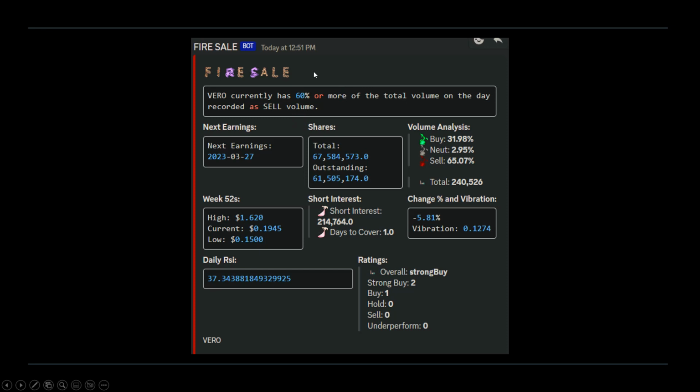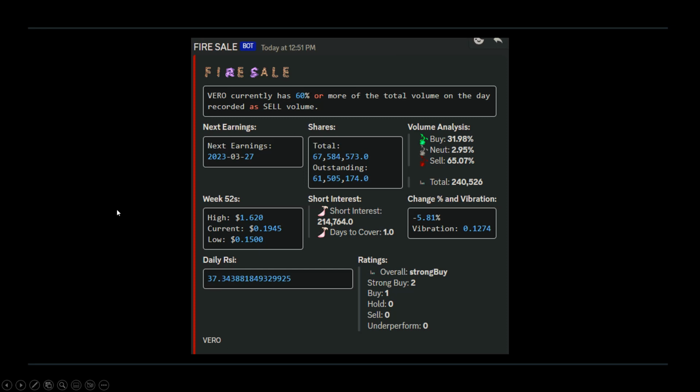Next, we have fire sale, and this one's pretty cool because it will only trigger if the trading volume on the day of the underlying security has been recorded at 60% or more of the total volume on the day. And these come in intraday in real time as the trading is occurring.